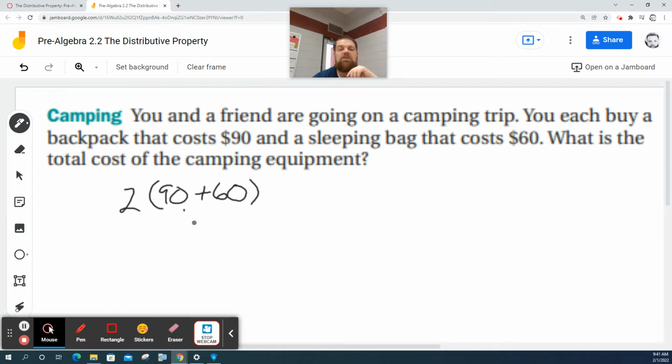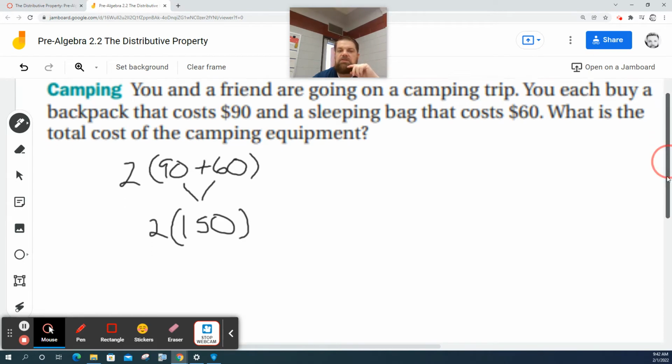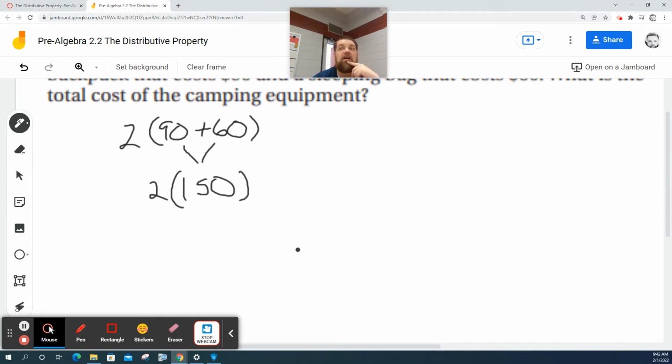Now, the way most of you guys will do it is you'll just follow order of operations, right? And you'll add 90 plus 60, which is 150, right? And then you'll take that 150 and multiply it by 2. Does anybody in here know what 2 times 150 is? 300. Very good. So the total cost for your equipment is 300 between the two of you.